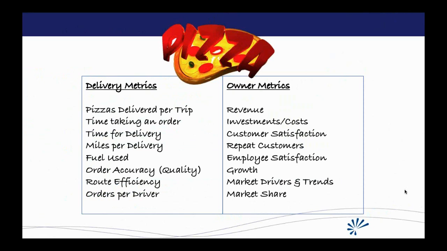Market drivers and trends could be, what are the latest ingredients, what's new, gluten-free, do we need to get on that bandwagon now? Our competitors are doing it. Let's look at what our competition is doing. What are some of the big events that we need to prepare for? Super Bowl is a big pizza time. Any big sporting events? Valentine's Day, maybe? No, probably not that one. But these pizza metrics on the right-hand side are much more about value.